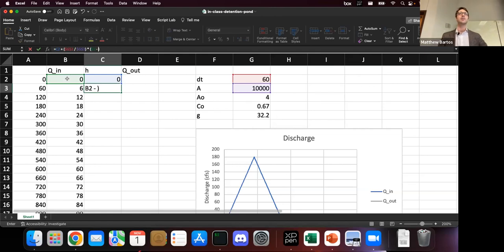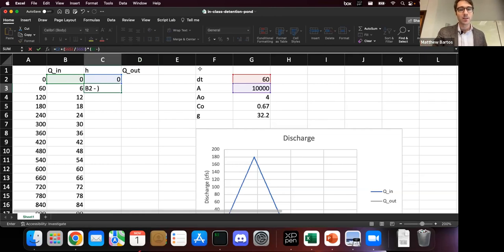minus, and now we need our expression for Q out. So can anyone remind me what Q out is? Right, it's the orifice equation. So can anyone say what the orifice equation is in this case? Exactly. So we need C naught times A naught times the square root of 2g times h at the previous time step.